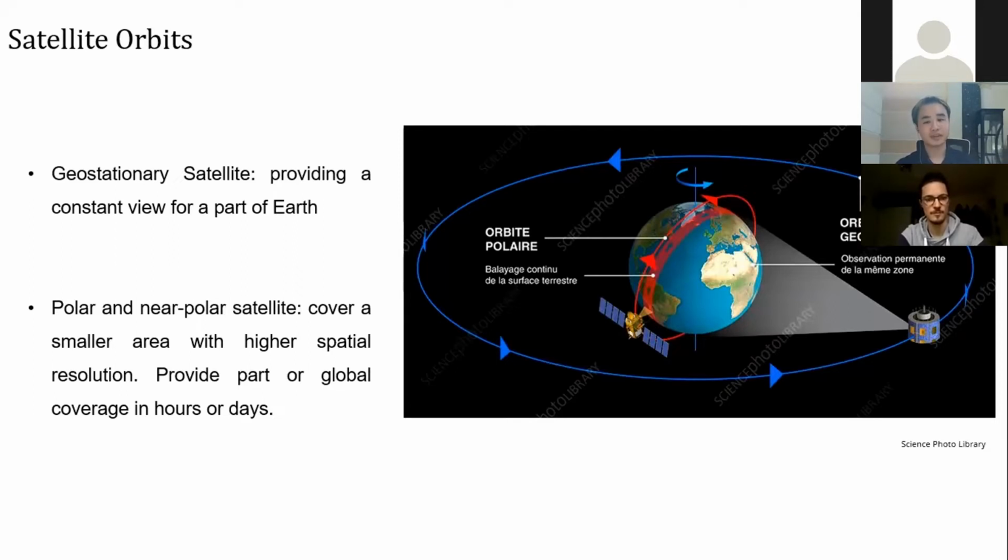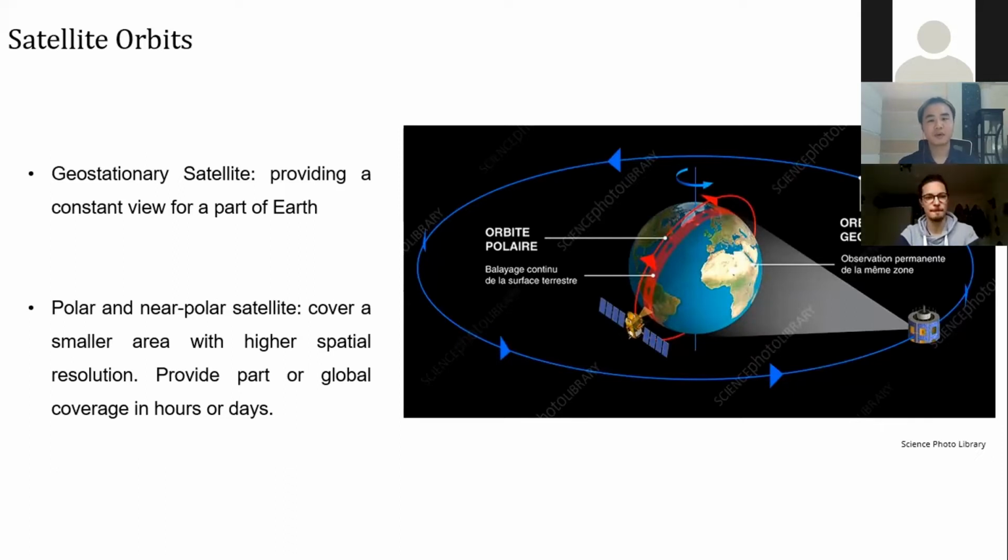So to compensate for that, we also develop polar and near-polar satellites. They travel in a much lower orbit, from the north to the south, or the south to the north, depending on the design. They pass the equator and provide partial or global coverage in hours or days.